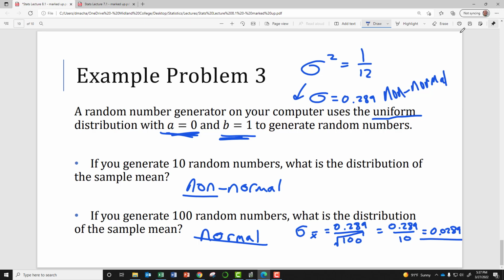Okay, I think I misspoke earlier. This was supposed to be a calculation of the standard deviation of the distribution of the sample mean. The mean of the distribution of the sample mean should be the same as the mean of the underlying distribution, and the mean of the uniform distribution is just halfway in between the lower bound and the upper bound, and so that's going to be 0.5, just like the mean of the underlying distribution is 0.5.